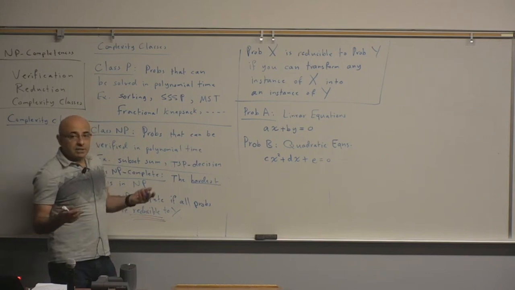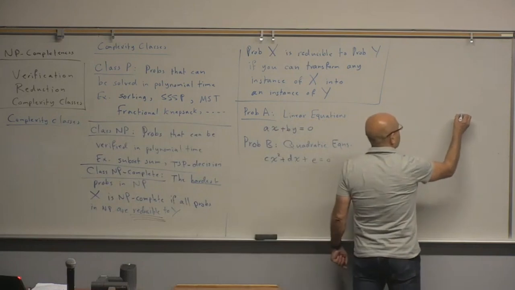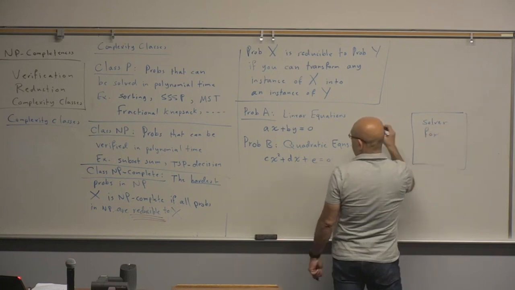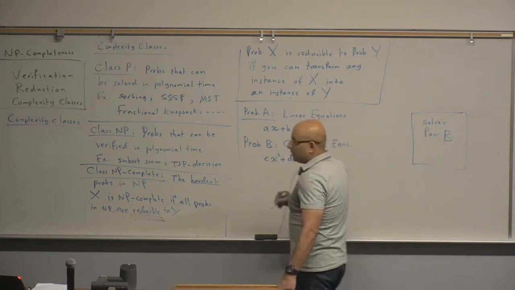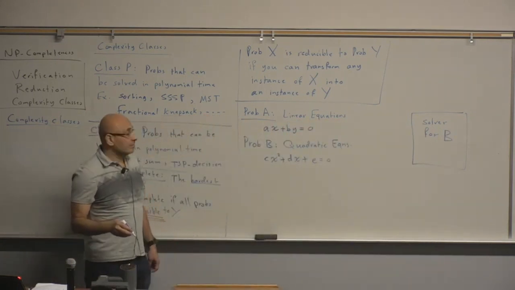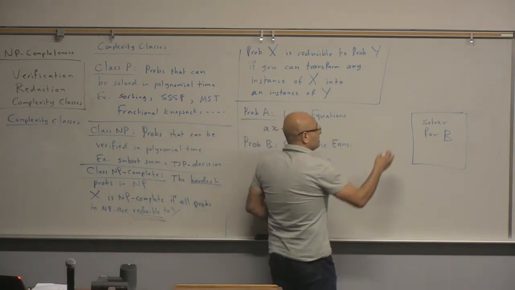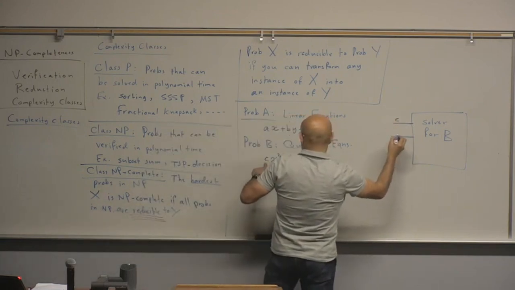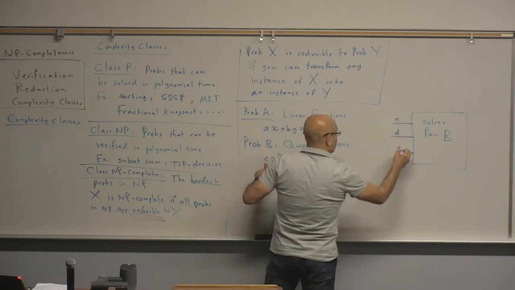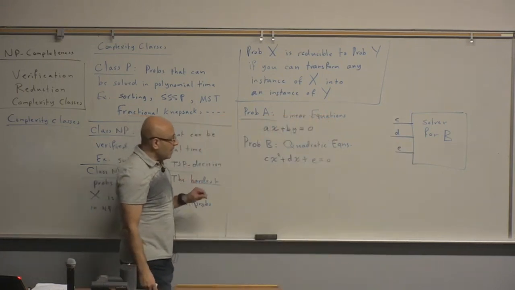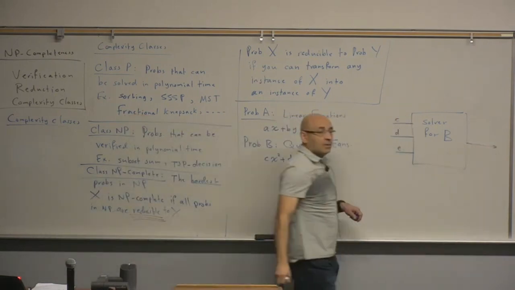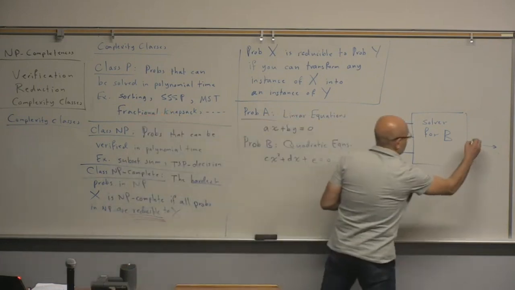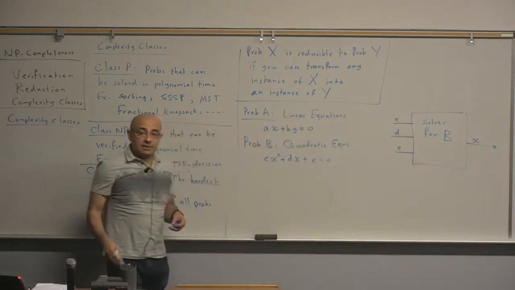Now, what does reduction mean? It means that if I give you a solver for B, which is a solver that solves quadratic equations, the solver for quadratic equations takes these coefficients C, D, and E. You give it C, D, and E, and it gives you what? What does it output? A value of X. So it gives you the solution, the value of X that satisfies this equation.